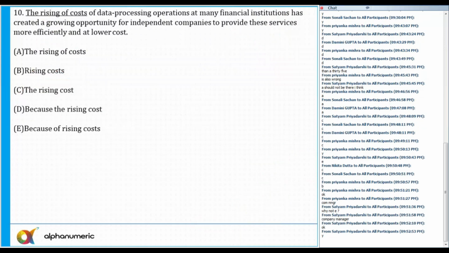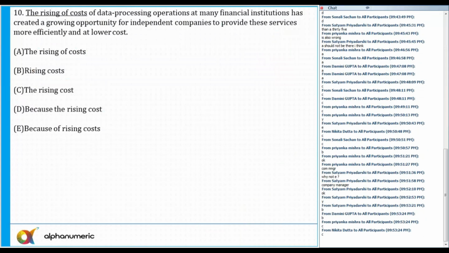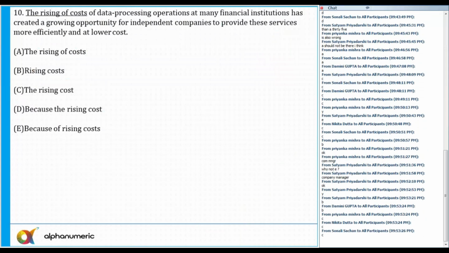Number 10. The rising of costs of data processing operations at many financial institutions has created a growing opportunity for independent companies to provide these services more efficiently and at lower cost. What do you think? Some of you have marked B, rising costs, and some of you have marked number C, the rising cost. So if you mark the rising cost, you think it is singular. If you mark rising costs, you think it is plural.